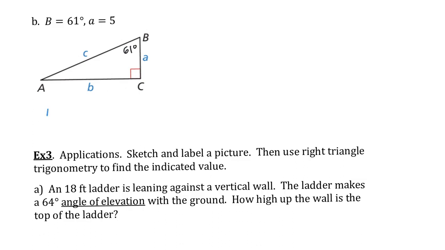So what am I missing? Angle A is going to be 180 degrees minus 90 degrees minus 61 degrees. I can do that really quickly with my calculator. So I got 29 degrees for this angle. Now, what side? They gave me A is 5. So I know this side right here.